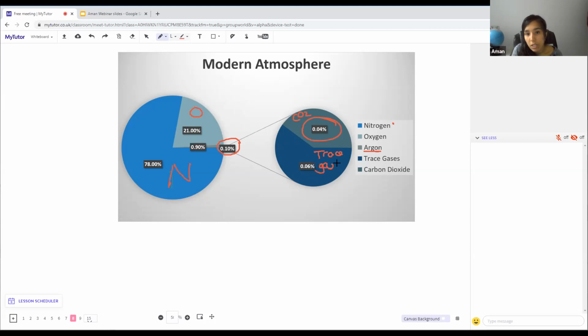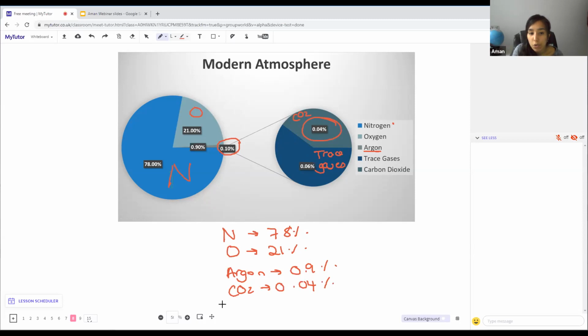So you do need to know the exact compositions. So nitrogen is 78%, oxygen is 21%, argon is 0.9%, CO2 is 0.04%, and the trace gases are 0.06%. So that's the composition of the atmosphere now. Someone is asking, do we need to know the exact numbers? You do, yeah, unfortunately.